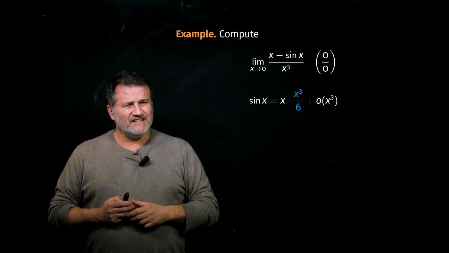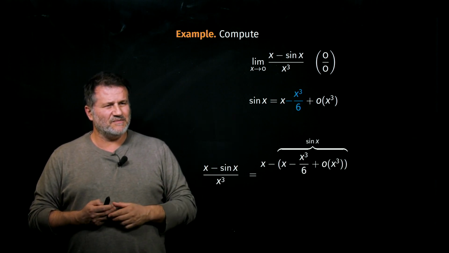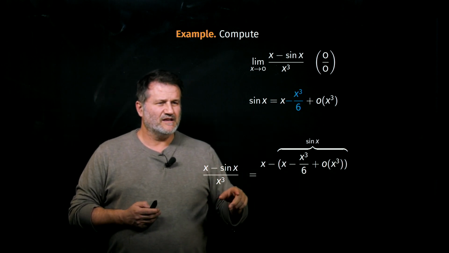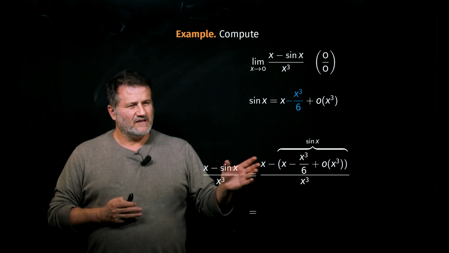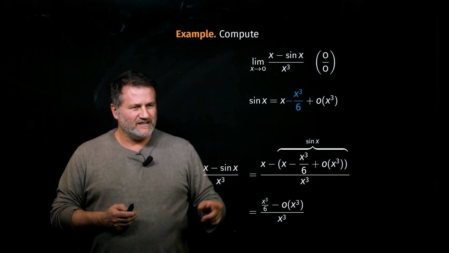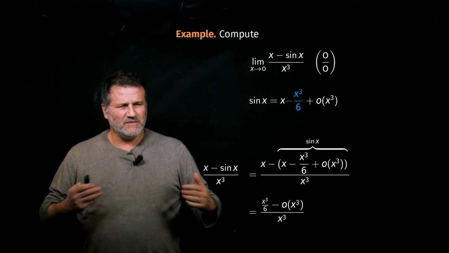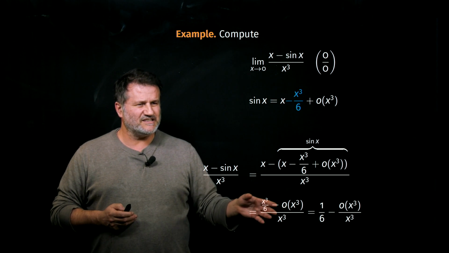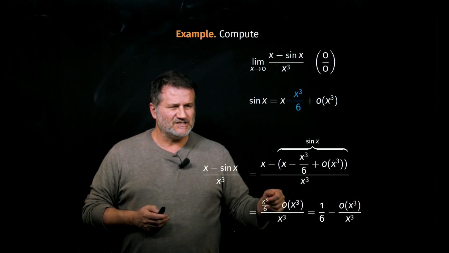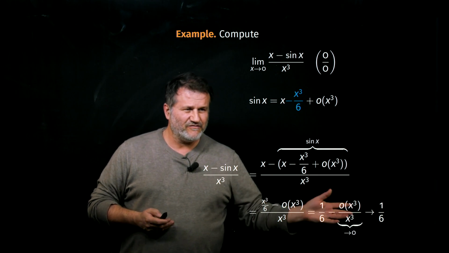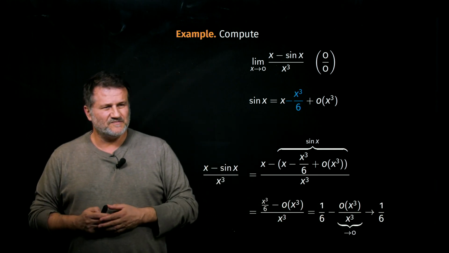If we replace again this back into the original limit, the numerator is x minus this, divided by x cubed. Simplifying the expression as before, we remain with the numerator x cubed over 6 minus little o of x cubed, divided by x cubed. So 1/6 minus o of x cubed divided by x cubed. Now this last term goes to 0, and therefore the limit is 1/6.